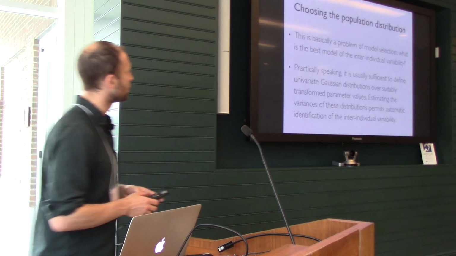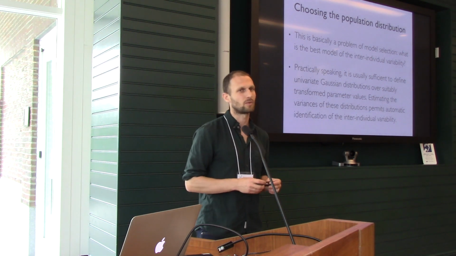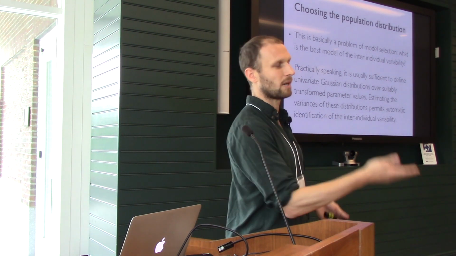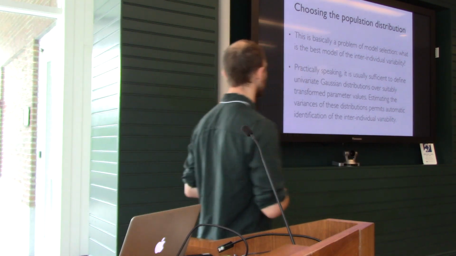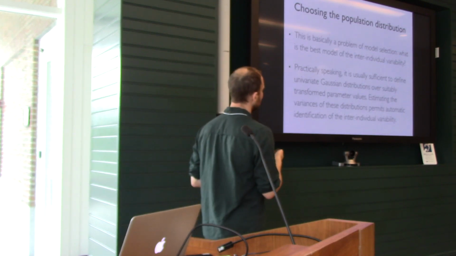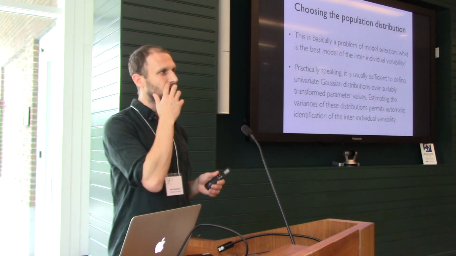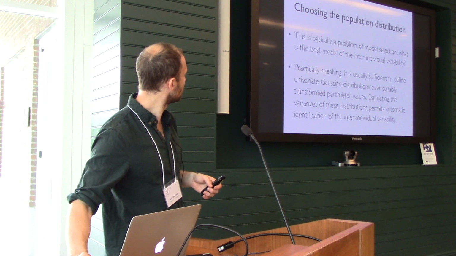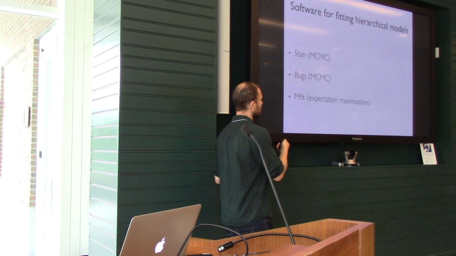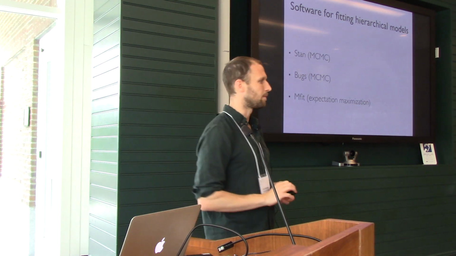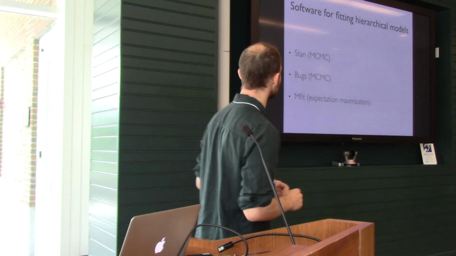And so how do you actually choose the population level distribution? I see this as basically a form of model comparison. If you can commit to a particular hypothesis about that population level distribution, then you can try to do model comparison to compare different kinds of assumptions about that. But practically speaking, it's often sufficient to define some univariate Gaussian distributions on these parameters, and that's what certain packages will implement. If you use some kind of probabilistic programming language like Stan or BUGS, and I've implemented something like this in my toolbox, then you can be fairly flexible about how you define those population level distributions.